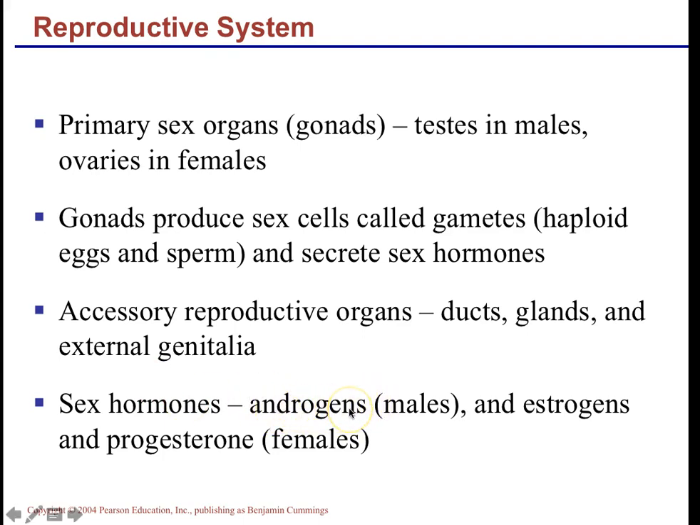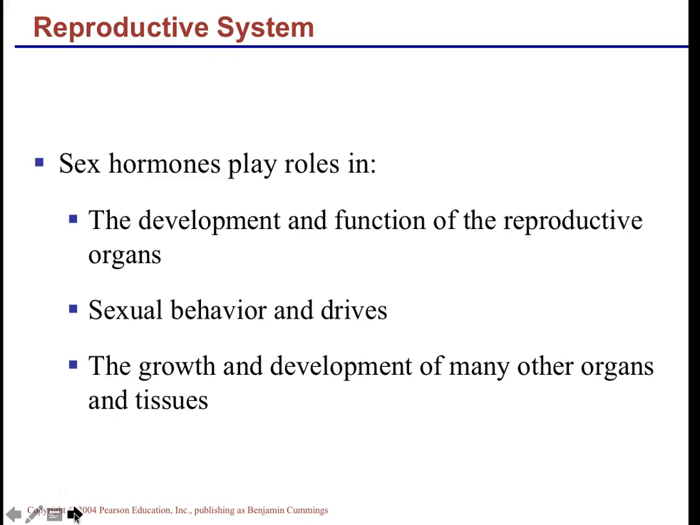In general, the sex hormones are under two categories: androgens for males like testosterone, and then estrogens and progesterones for females. All right, so sex hormones play all kinds of roles. The role that we're going to zero in on is the first one, the development and function of the reproductive organs. Not going to go into the sex behavior and drives or the growth and development. That is another conversation.